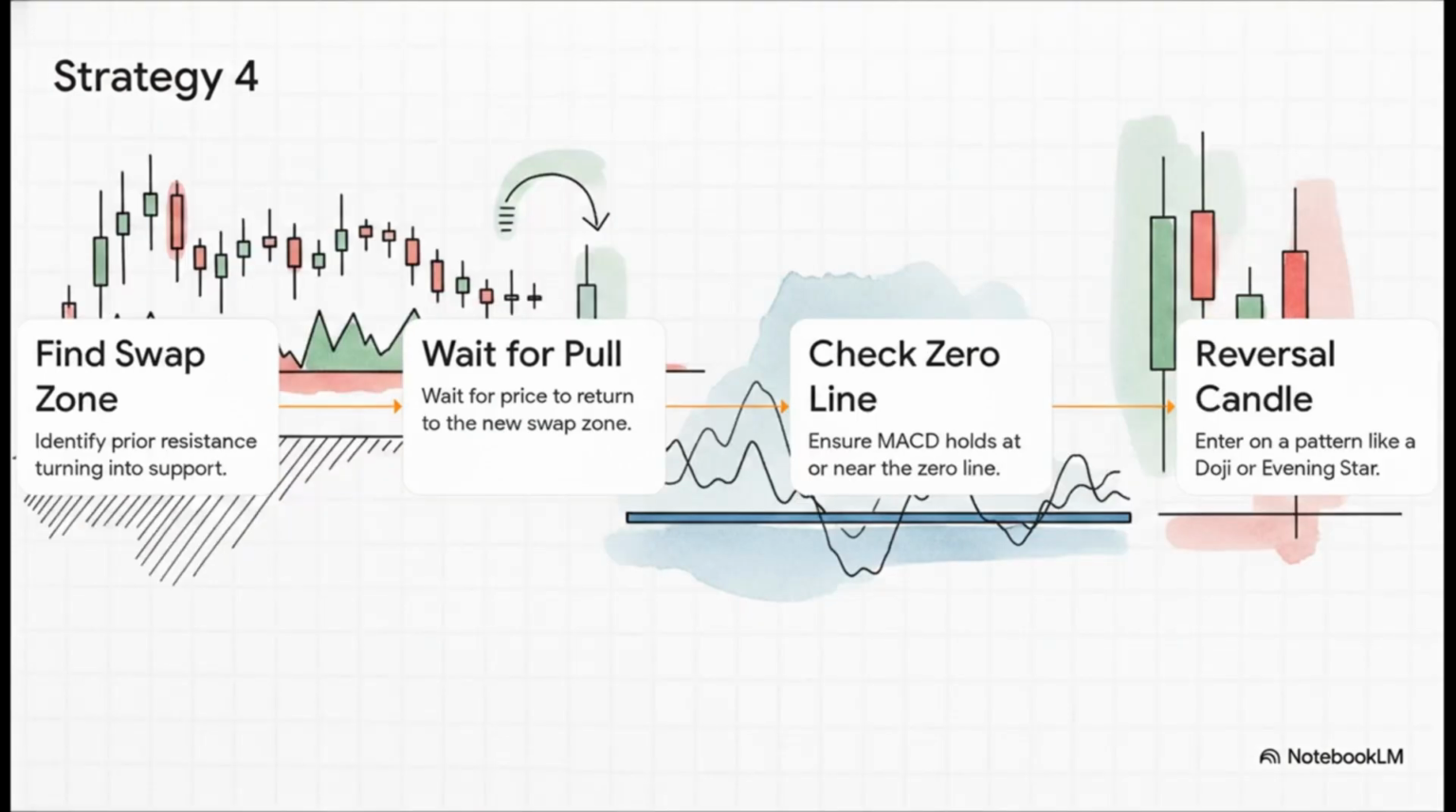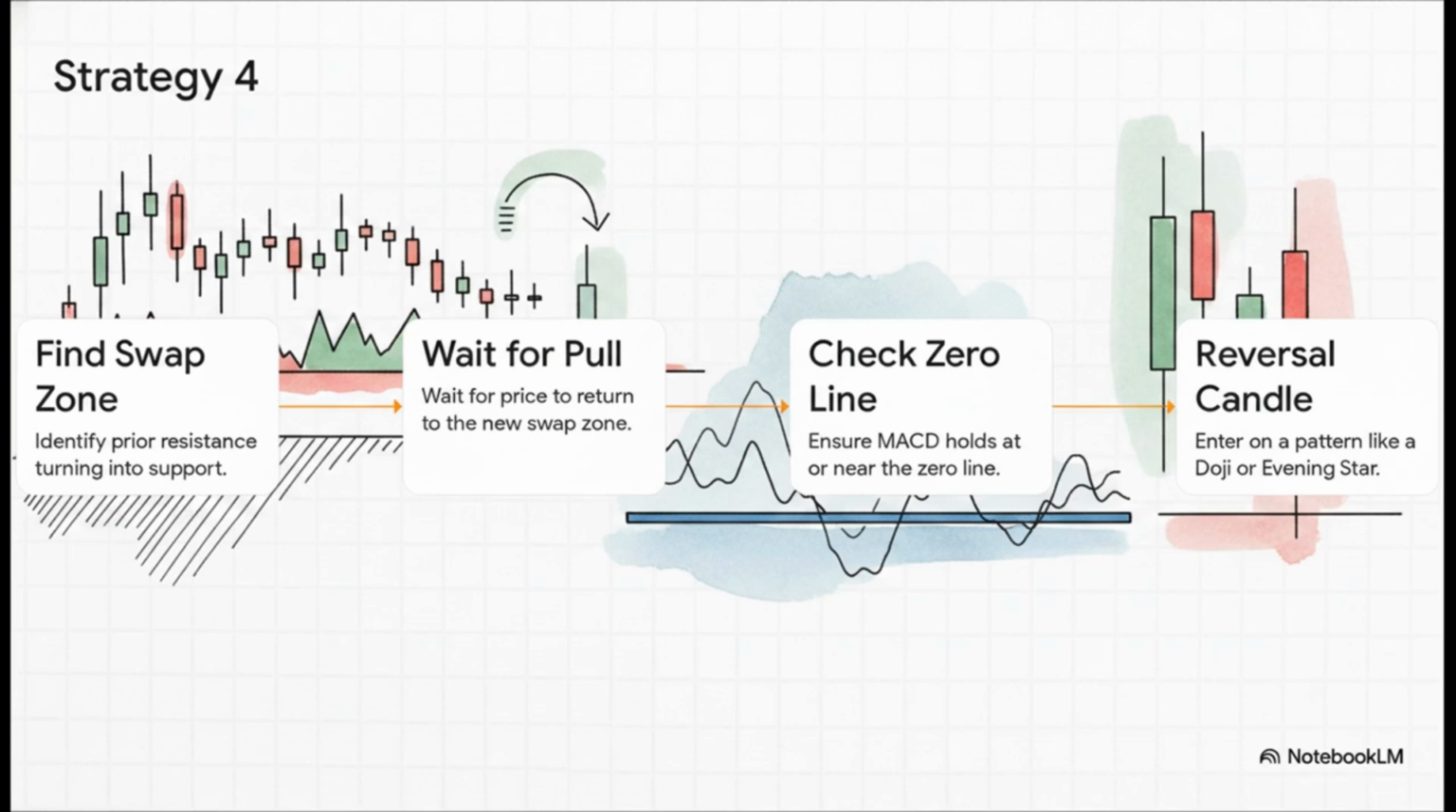Strategy 4 is all about swap zones and zero-line pullbacks. Step 1. Identify a breakout where an old ceiling of resistance has turned into a new floor of support, or vice versa. We call these dual property areas swap zones. Step 2. Wait for the price to pull back to this brand new zone.